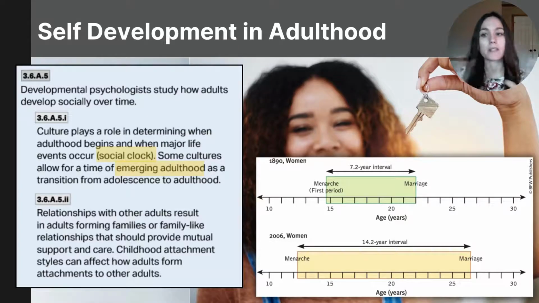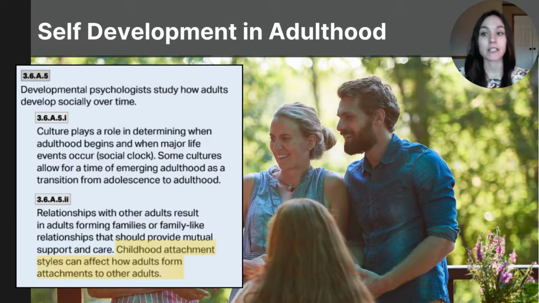So, to quickly summarize the main points, emerging adulthood is a relatively new stage that happens between the ages of 18 and 25 years old, where young people are not yet independent adults. The social clock refers to this societal timeline in culture where major life events are expected to happen. And finally, adult relationships, including family or close relationships, provide mutual support and care in adulthood. And these connections are usually influenced by our attachment styles from when we were children.